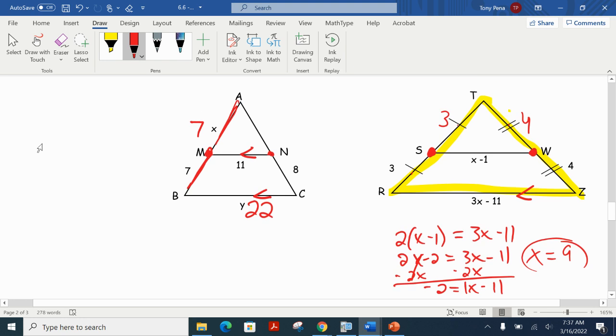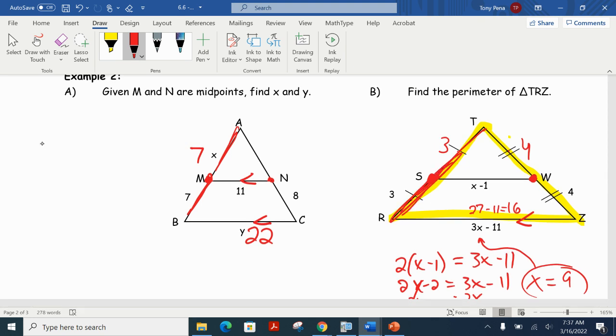Now, make sure we're answering the question. The question is we want to find this perimeter, so what I now need to do is take 9 and throw it in here. 3 times 9 is 27, minus an 11. So that tells us that that length is 16. So the perimeter is these two guys here, which is 6. These two guys here, which is 8. And then we just found this full length here is 16. Add those all up. Perimeter is a 30.